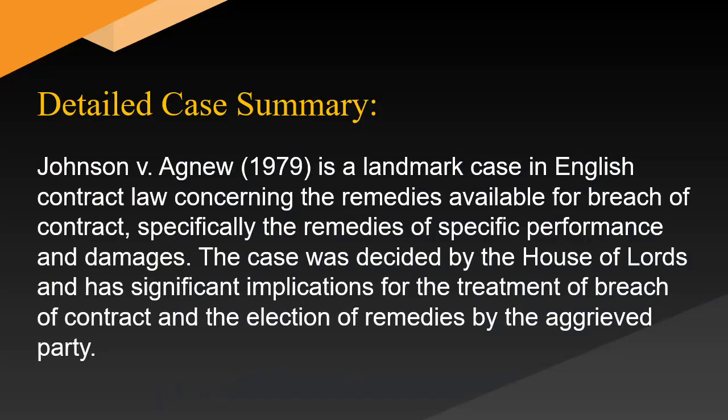Detailed case summary. Johnson v. Agnew, 1979, is a landmark case in English contract law concerning the remedies available for breach of contract, specifically the remedies of specific performance and damages. The case was decided by the House of Lords and has significant implications for the treatment of breach of contract and the election of remedies by the aggrieved party.